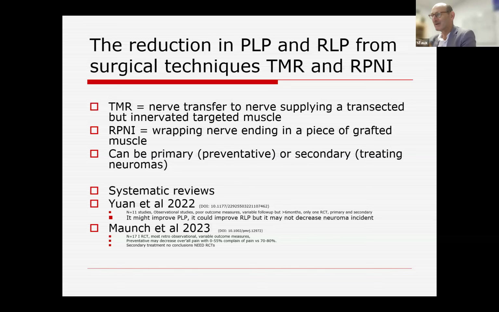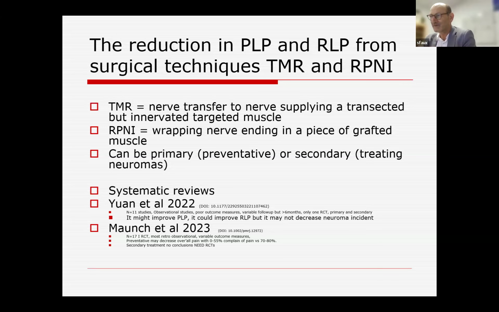Now, there have been 2 systematic reviews. Both of these techniques can be primary, that is, involved in the amputation at the time for prevention, or they can be secondary and used to treat neuromas. So in 2 of the randomized controlled studies, it showed that either of these surgical techniques could improve phantom limb pain, but it would definitely improve residual limb pain. But it may or may not decrease the neuroma incidence.